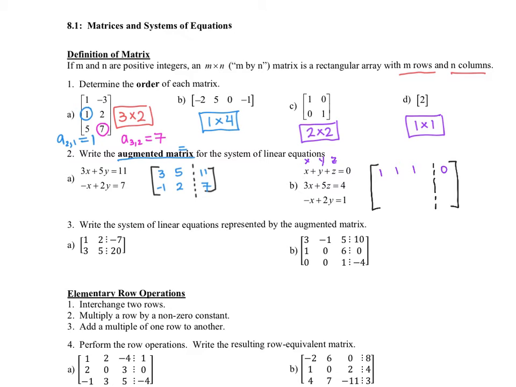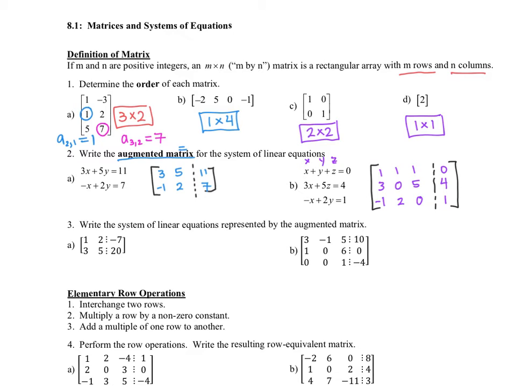For the next equation, 3x plus 5z equals 4. So I have 3x, I have 0y, so I have to put a 0 there, 5z equals 4. And then for the last equation, negative 1x plus 2y, there's 0z, so I have to put a 0 there, and I put a 1. And again, this matrix represents this system, and this is the x column, the y column, the z column, this equals, and these are the constants. Okay, and these are interchangeable.